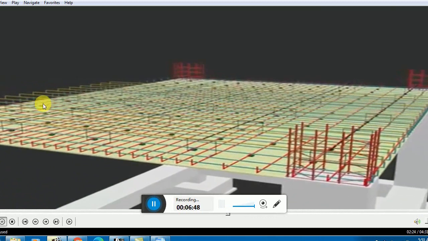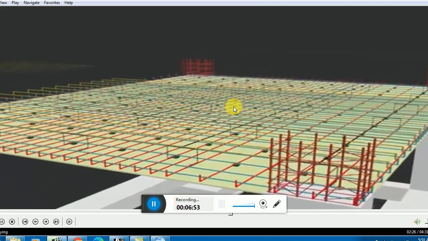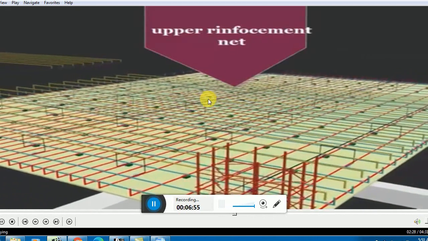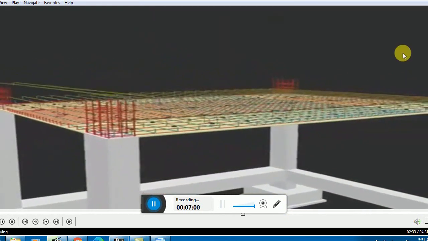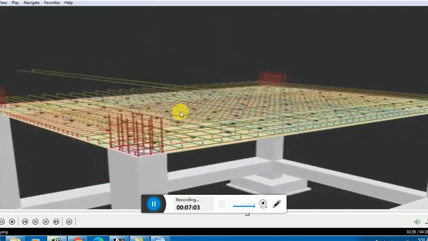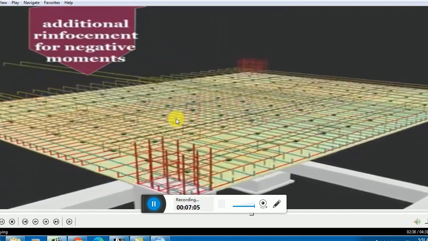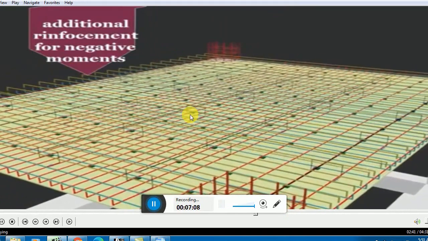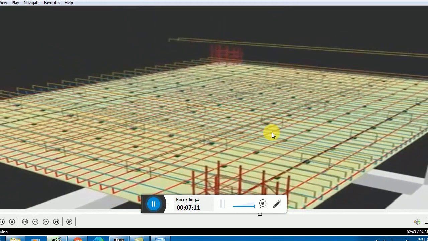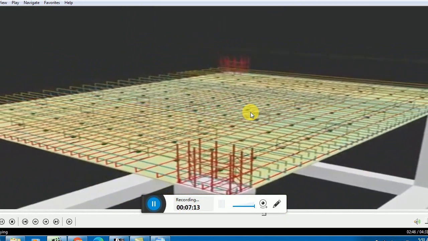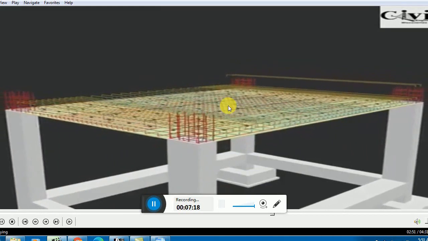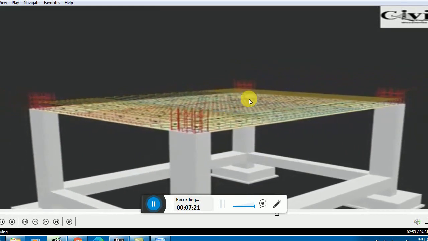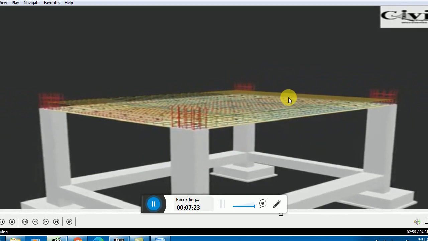Okay, you see the shorter bars are placed first, the upper reinforcement net, and then once they place this reinforcement, they provide the longer reinforcement. Why? Although it might seem that the shorter bar should be placed on the top and the longer bar should be below this net mesh. Okay, and these are the extra bars which are placed for the negative reinforcement. Remember, here negative reinforcement is very close and negative moment is very large.